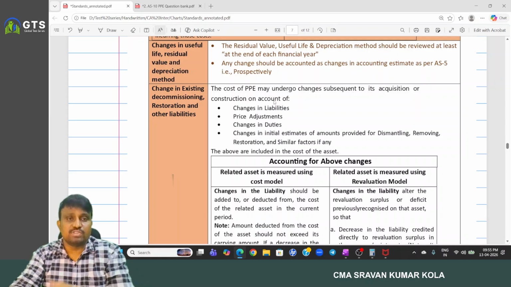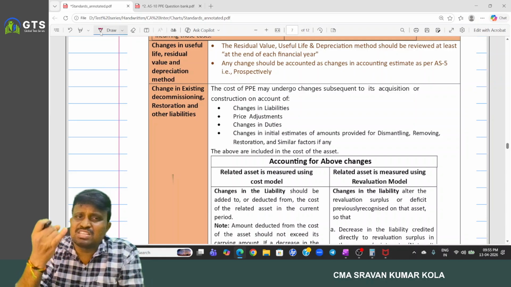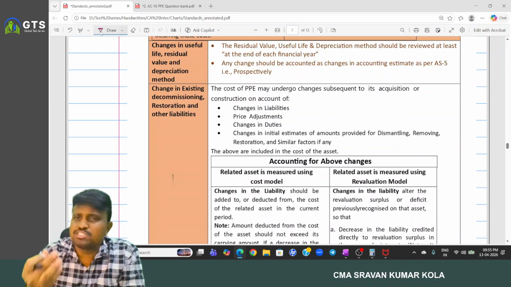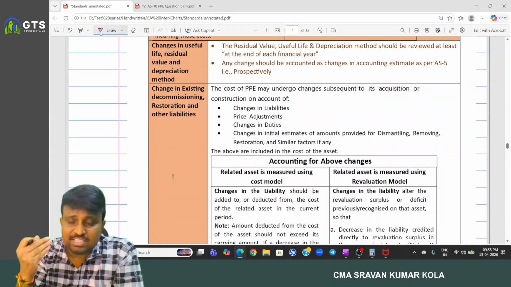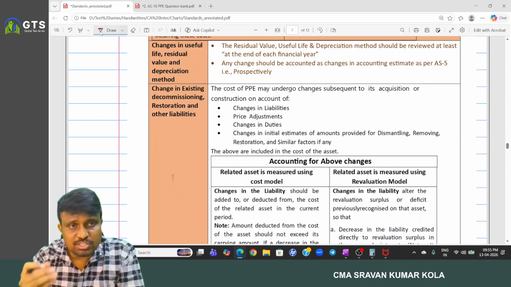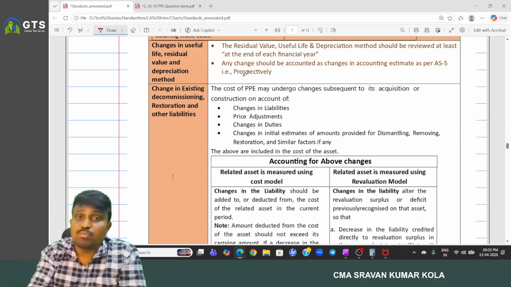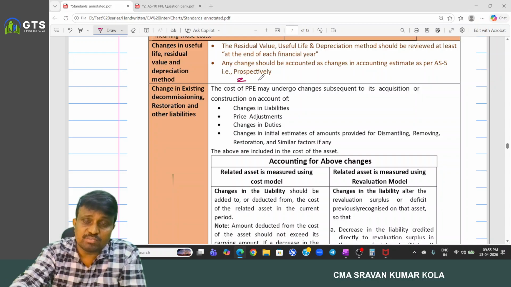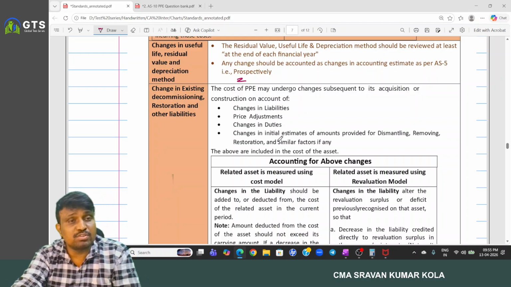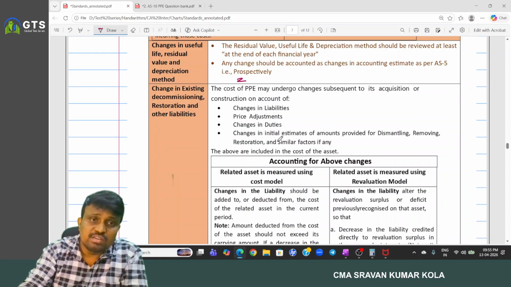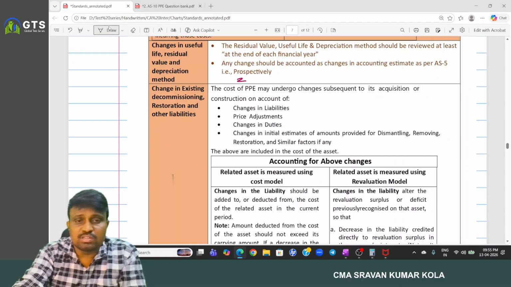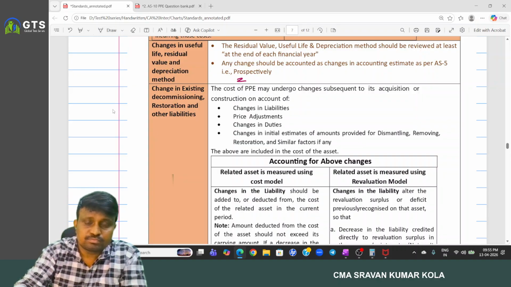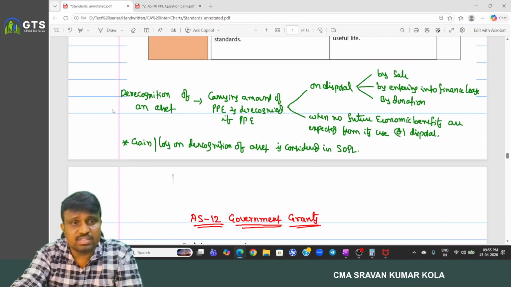Okay. Change in useful life. In case of useful life, scrap value, or method of depreciation, if anything is altered, those are treated as a change in accounting estimation and are accounted for as per AS 5. The prospective effect of an accounting is required to be provided. And this is about depreciation and related concepts.